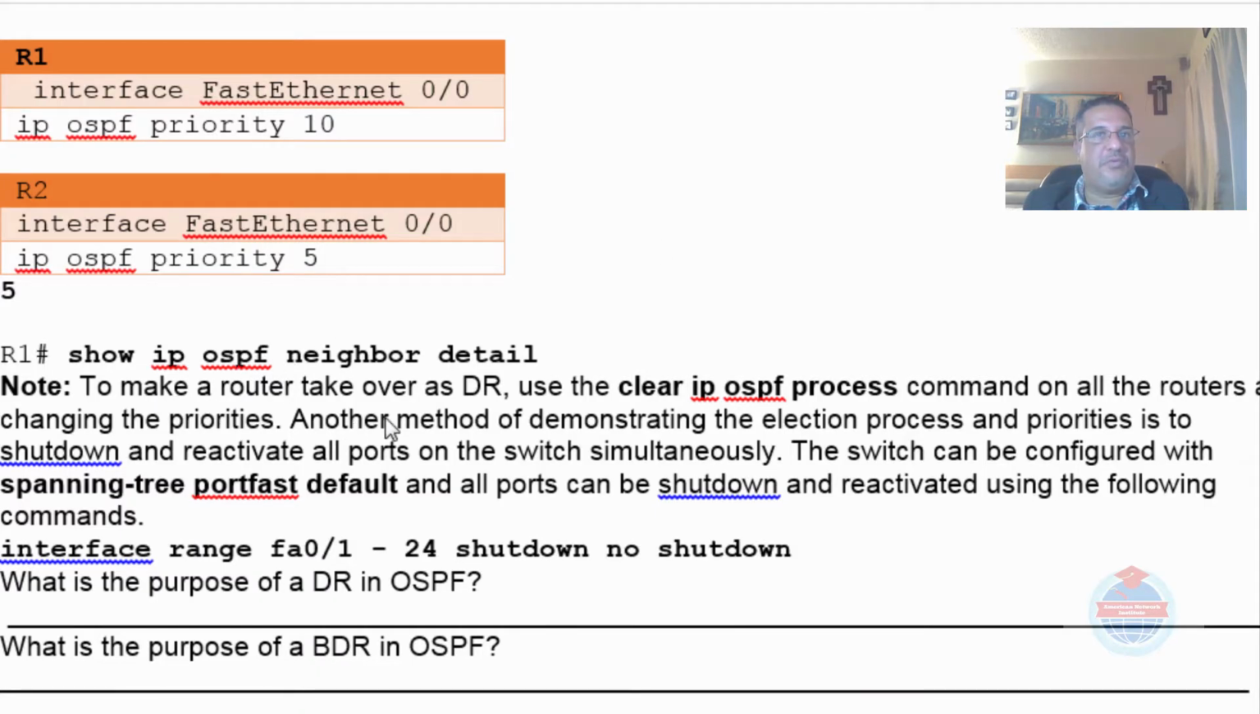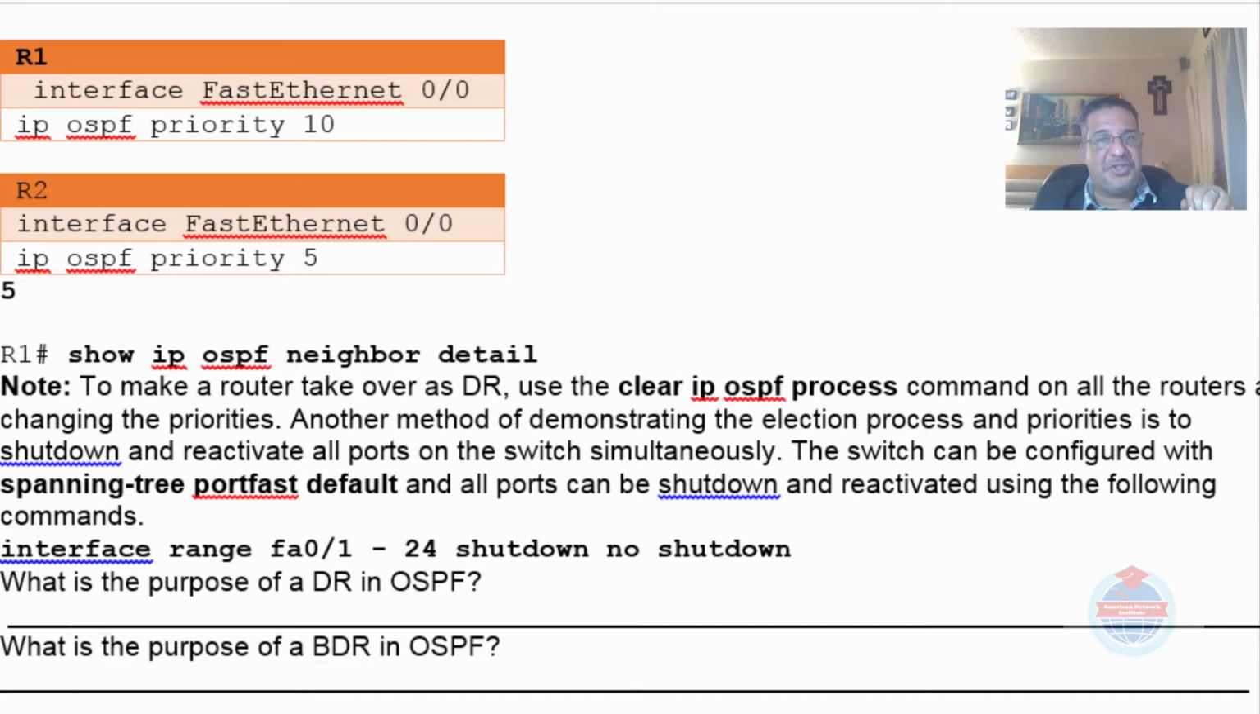To make a router take over as DR, use the clear ip ospf process. They're talking about spanning tree and the switch, and I don't want to jump on that because we are talking about CCNP Route. What is the purpose of the DR in OSPF? What is the purpose of the BDR in an OSPF process? Well, guys, the election is made on the router priority. Remember that the router priority is number 1.